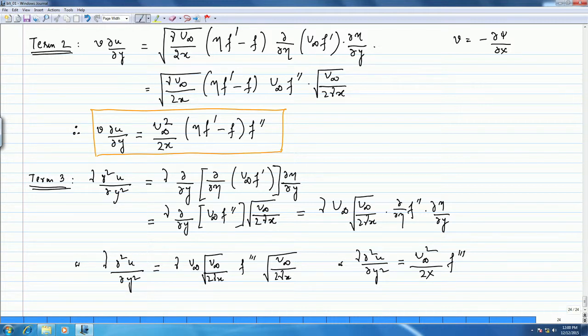Let's see if that is what I get. So that's my term basically, I think that's what I get. So this term is basically, this u infinity square and nu cancel out, 2x and f triple dash, okay, that is fine.